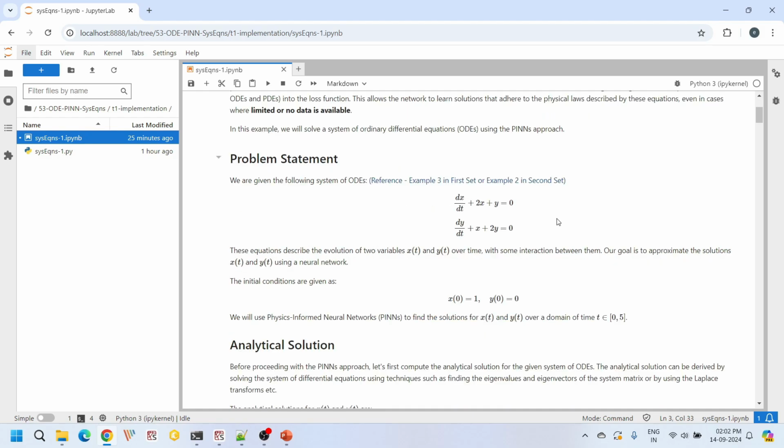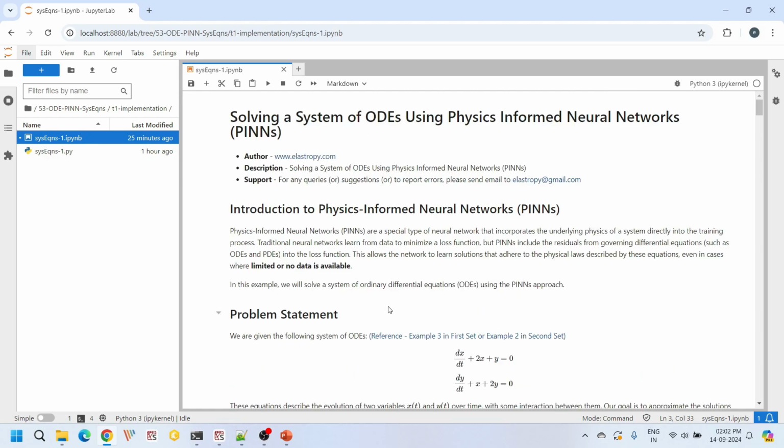Though in this tutorial we are currently focusing on this particular system of equations, the approach that we discuss in this tutorial is flexible and general, meaning you can apply this to a wide range of differential equation problems.